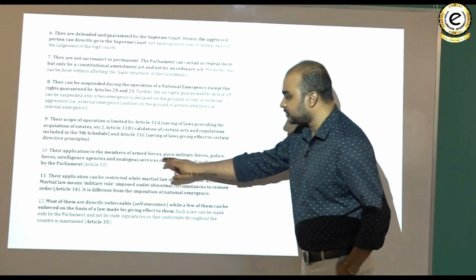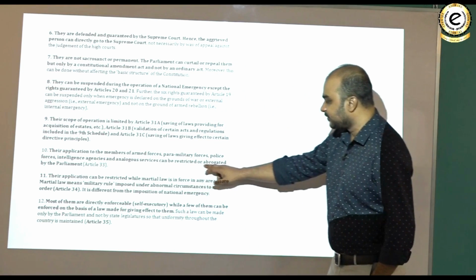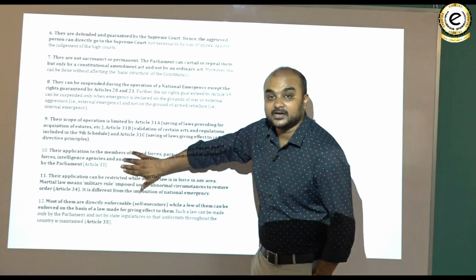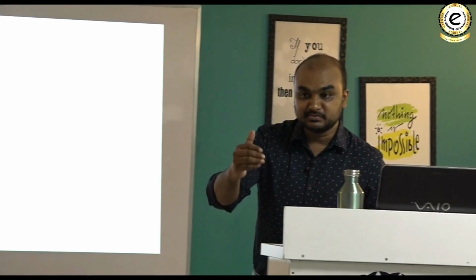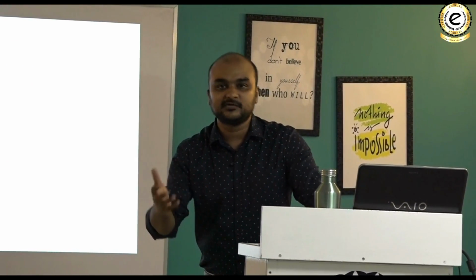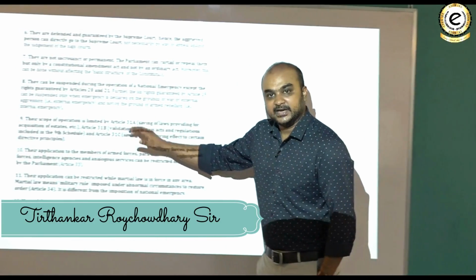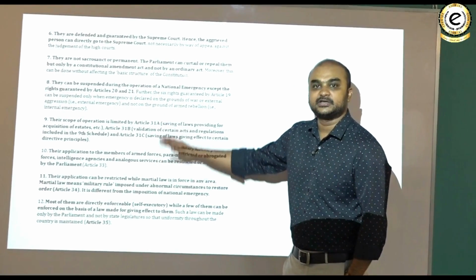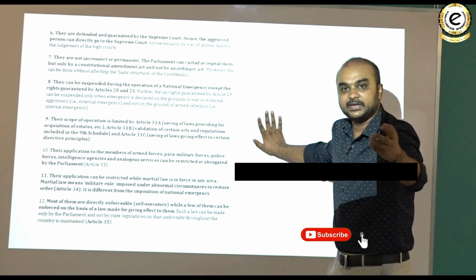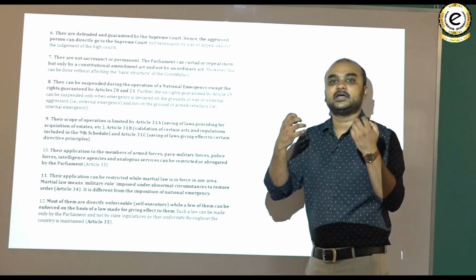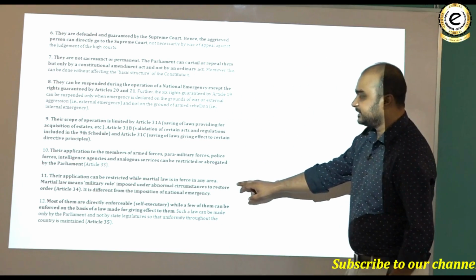Their application to the members of armed forces, paramilitary forces, police forces, intelligence agencies and analogous services can be restricted or abrogated by the Parliament. That is Article 33, which says that the set of fundamental rights which is otherwise available to everyone can be restricted as far as members of the armed forces, police forces or any department of the government engaged in the maintenance of law and order, security, sovereignty of the country is concerned. And that is done mostly for the purposes of maintenance of discipline and the efficiency in their service. Their application can be restricted while martial law is enforced in any area.